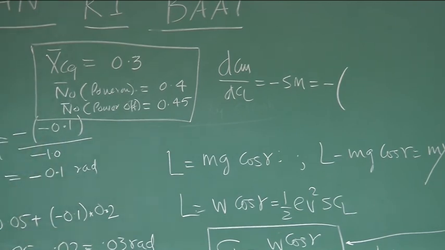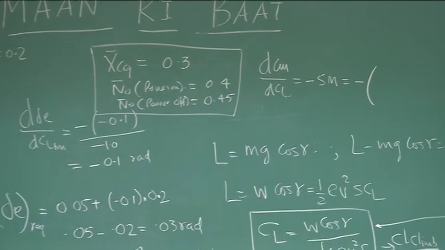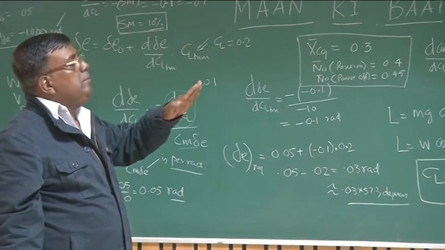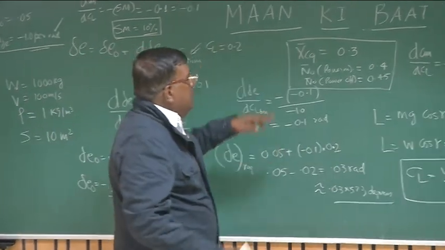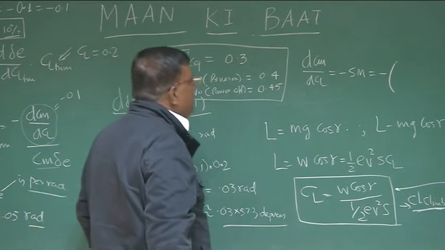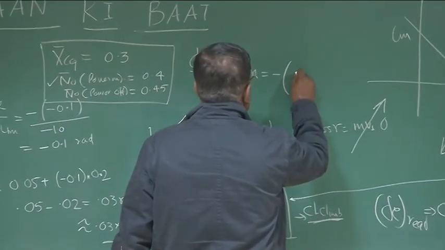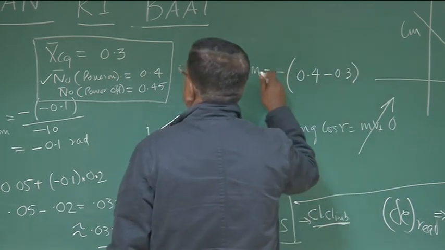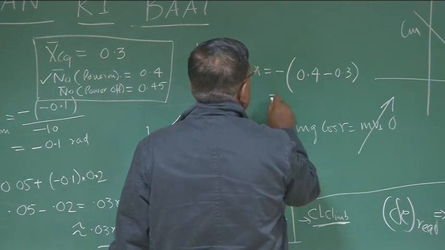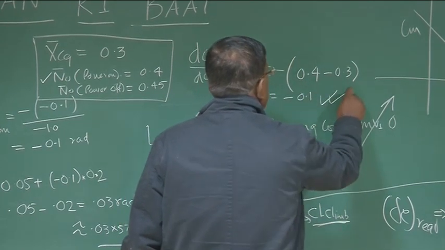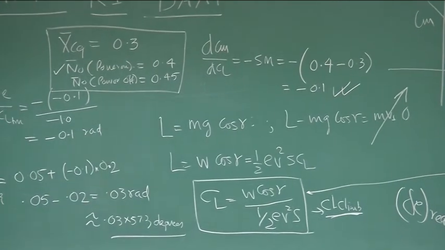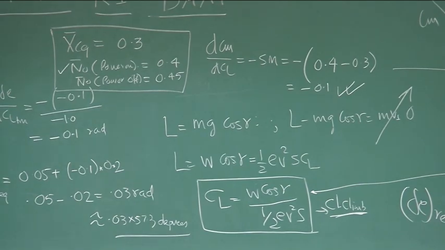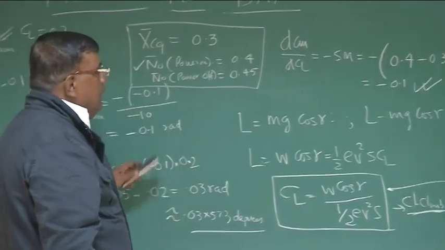Now the question will come, which N naught you will take? N naught power on or power off? Obviously, it's an airplane with an engine. So when it is climbing like this, power is on. So I'll pick this N naught. So I'll write minus of 0.4 minus XCG 0.3, right? So this will be my static margin. So I can solve this problem in different ways depending upon what information has been given to us. Okay? So this is for the climb.